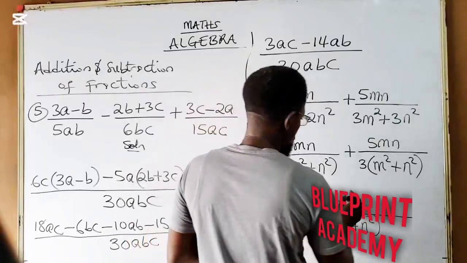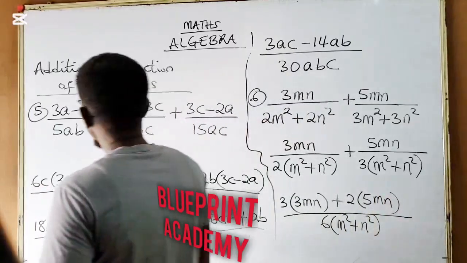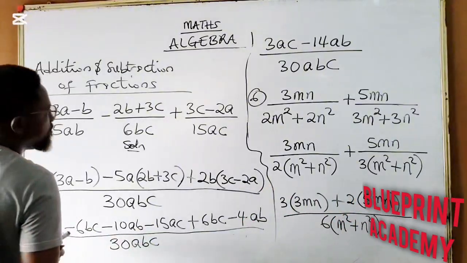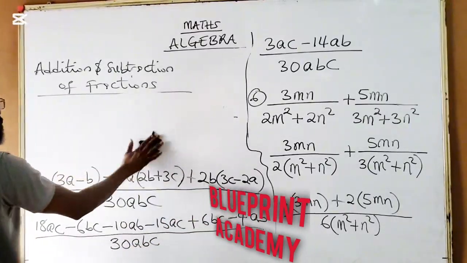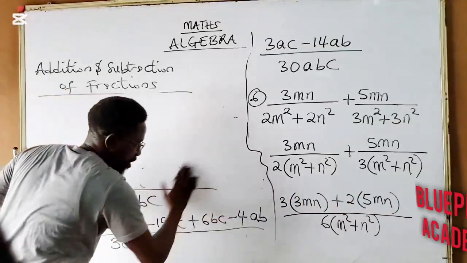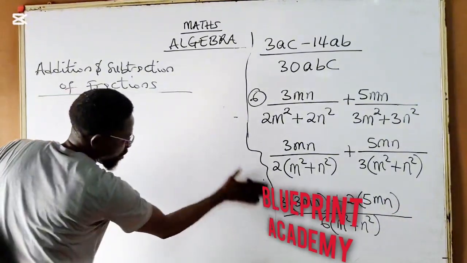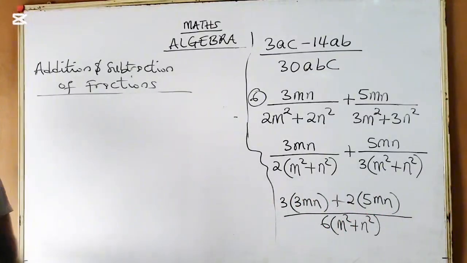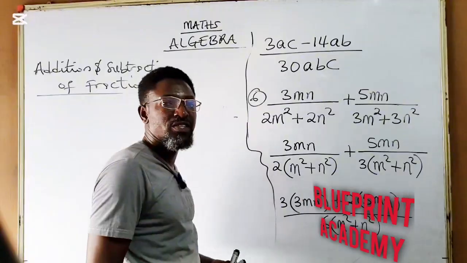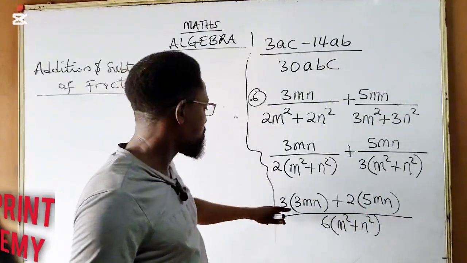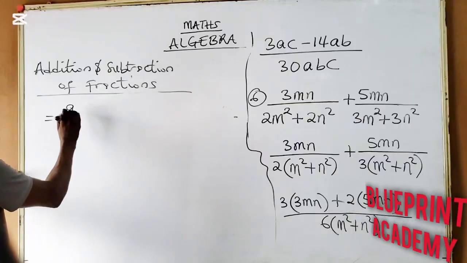That will give us 2. So I have 2 brackets 5mn. So we open up the brackets now. We are still talking about addition and subtraction of fractions in algebra. A lot of students are scared of this topic, algebra. But you can see that it's only tricky. It is not something really difficult. So I'm showing you a step-by-step way to understand everything you need to know under algebra. So multiply this now. 3 times 3 will give us 9. So I'll get 9mn.